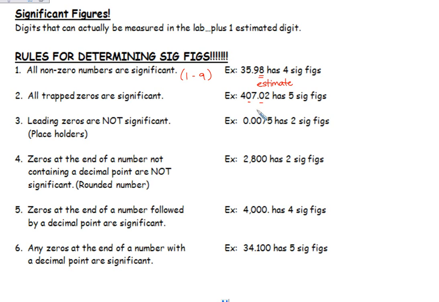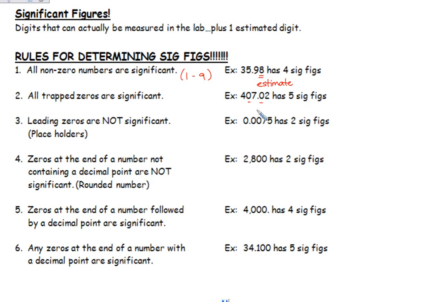The 407.02, and then the last one, the 2, that was the estimate. So they knew that it hit the 407. They knew that it did not hit the 407.1. So they're going to estimate 0.02. Those zeros are part of the measurement. So if we saw something like that, we would say there are 5 significant figures.